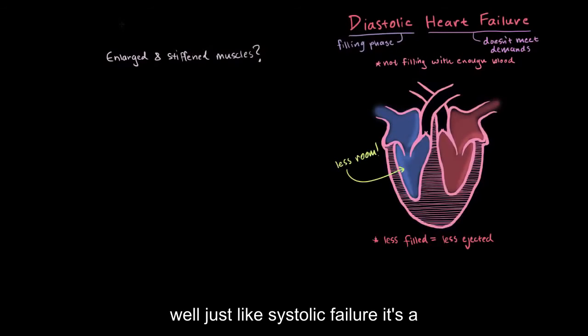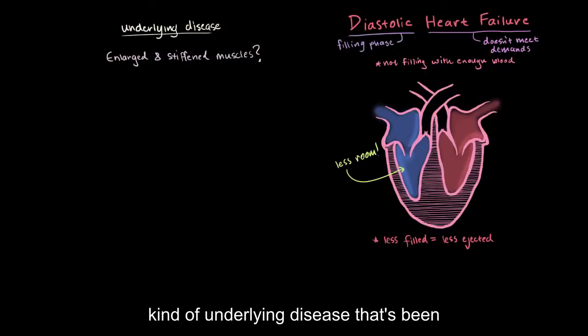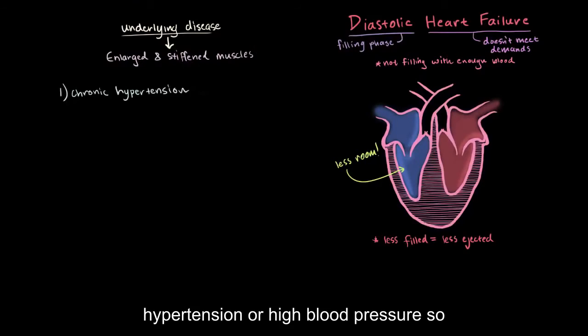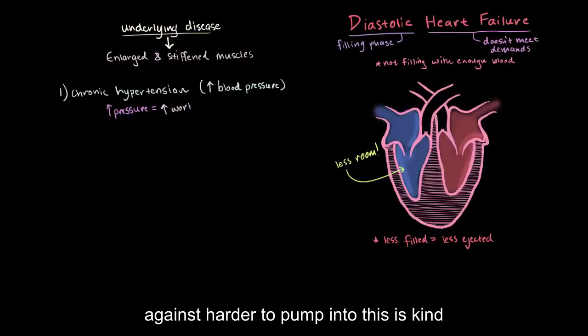Well, just like systolic failure, it's a secondary disease, which means that this growth and stiffening is caused by some kind of underlying disease that's been there before. And the big one that we tend to understand the most is chronic hypertension, or high blood pressure. So when the pressure in your blood vessels goes up, they become harder to pump against, harder to pump into.